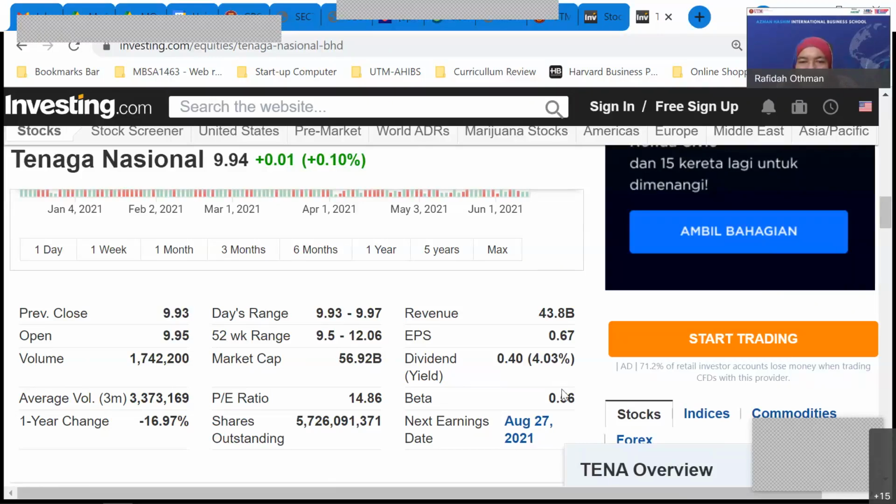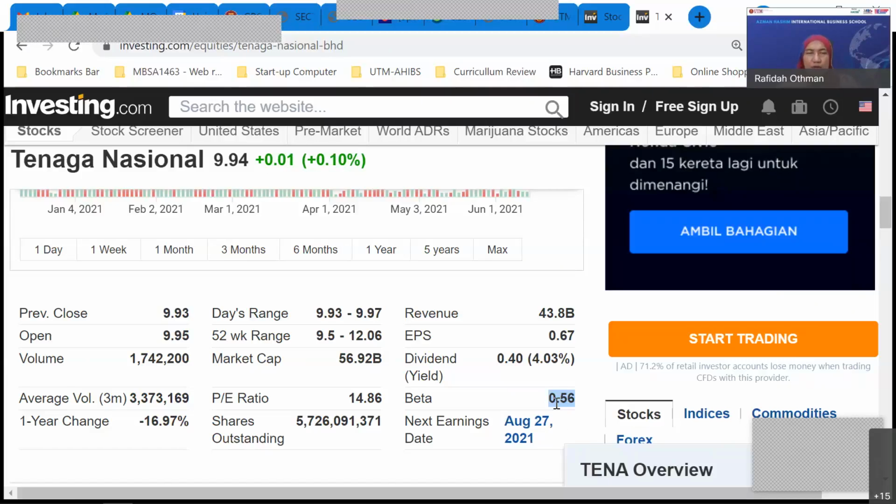For instance, if the market return is 4%, the return for this stock will be lower than 4%. But if this beta is more than 1, the return for this stock will be higher than the market return.